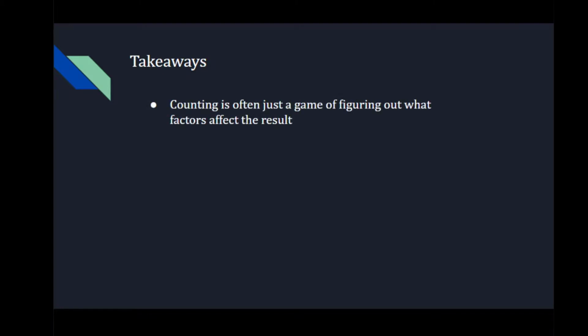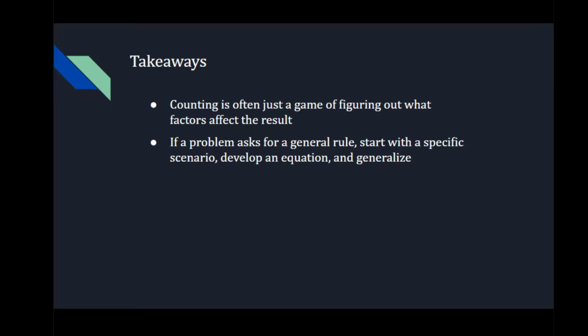So what can we take away from this set of problems and solutions? Number 1, counting problems are often just a game of figuring out what factors are going to affect the result, and then appropriately developing a formula that accounts for all those factors. Number 2, if a problem is asking you to generalize, start with a specific question. Plug in a value, try to develop some strategies or an equation, and then generalize once you have a deeper understanding of the problem. It can be quite hard to imagine a room of n people, but a room of 5 people starts to make a little more sense.